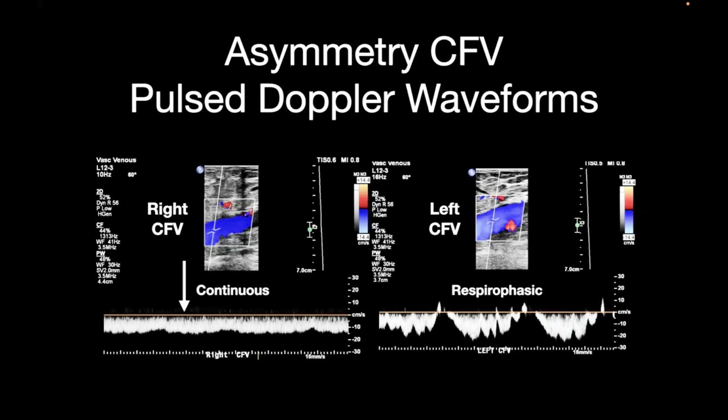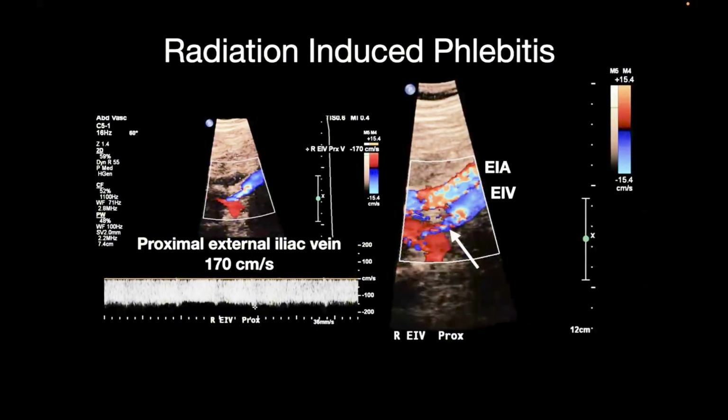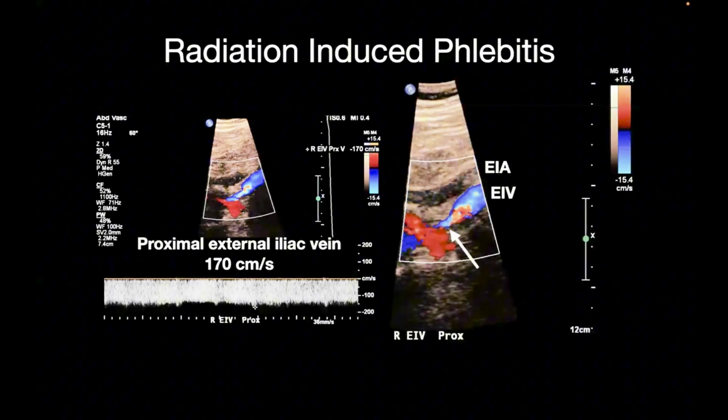So I changed transducers and looked above here, and we can see that there's a very focal, tight stenosis here of his proximal external iliac vein. He's got a continuous flow pattern through this area with 107 centimeters per second as his peak vein velocity. And when you put this together, it's consistent with radiation-induced phlebitis.